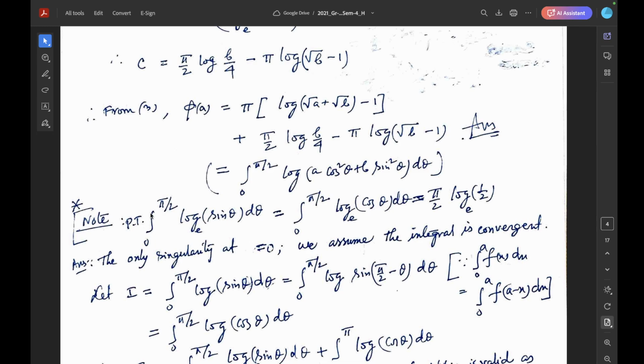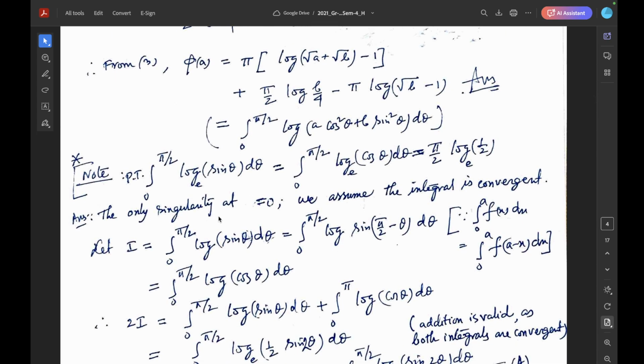In this note, we calculate the integral 0 to pi by 2 log of sin theta d theta. This is equal to 0 to pi by 2 log of cos theta d theta, equal to pi by 2 log of half. The only singularity is at theta equal to 0, because if we put theta equal to 0, log of 0 is negative infinity, so for theta equal to 0, log of 0 tends to minus infinity.